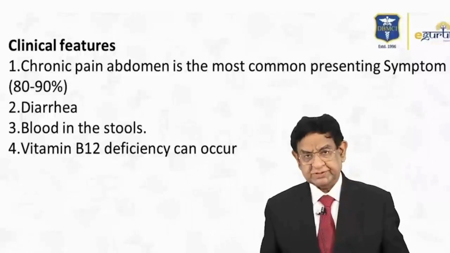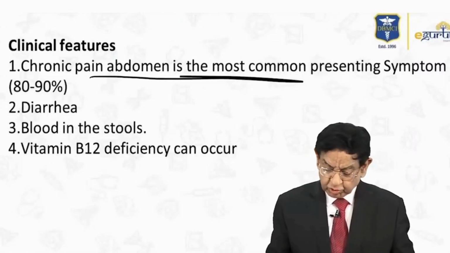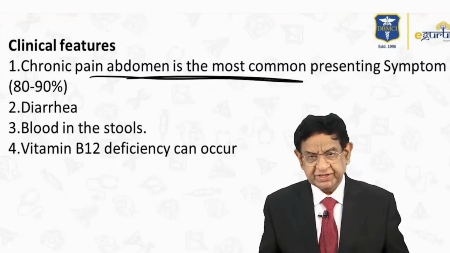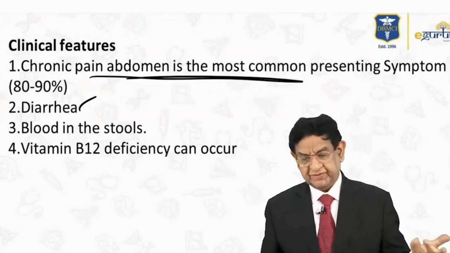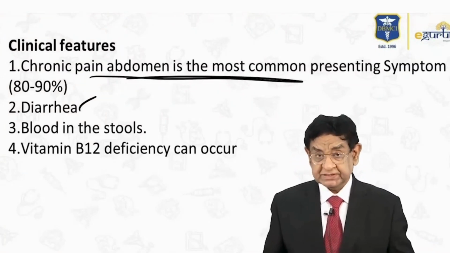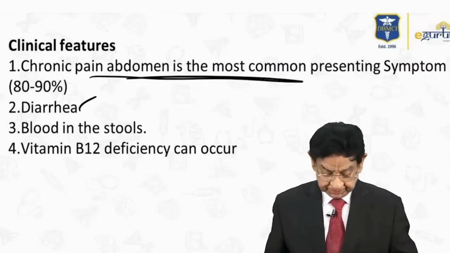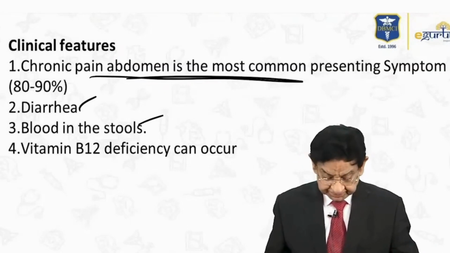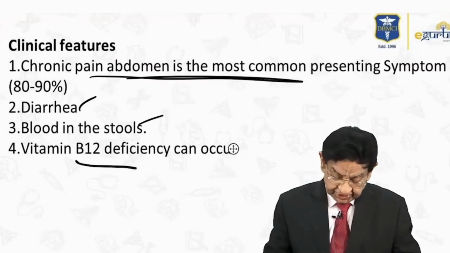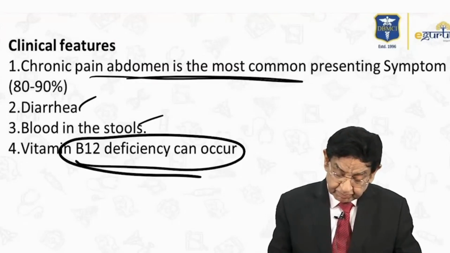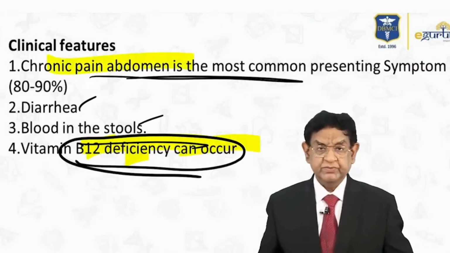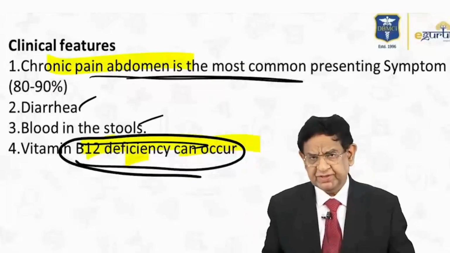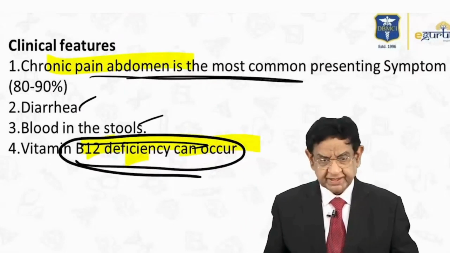So how does the patient come to us? Chronic pain abdomen is the most common presentation. Long-standing pain will be the feature. Diarrhea may be a feature, but due to obstruction, sometimes patient may have an altered bowel habit also. Blood in stool may be there. Vitamin B12 deficiency. For exam point of view, this is the most important point. Otherwise, low grade fever, weight loss, which are all the features of tuberculosis, will be there.